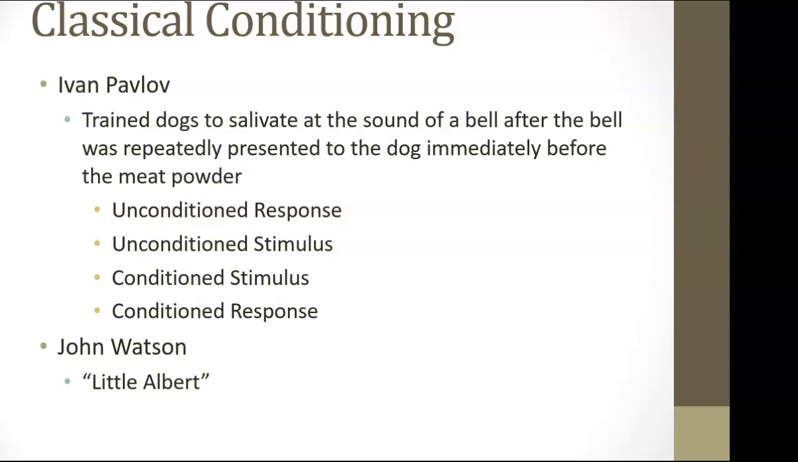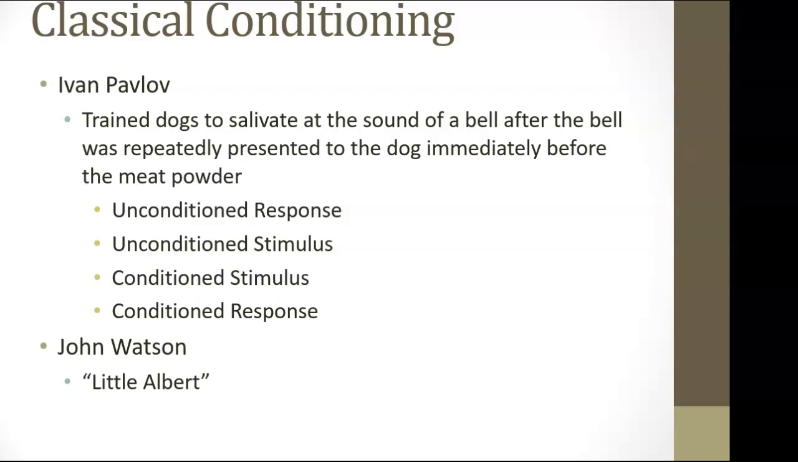So let's go through each one of these. The salivating to the meat powder: the salivating was the unconditioned response, all right, and the meat powder was the unconditioned stimulus. So that's before the experiment takes place. The bell was a neutral stimulus until the dog started to associate the bell with the meat powder. Eventually, that bell sound became the conditioned stimulus, and the salivation was the conditioned response. So that's after it's been conditioned.